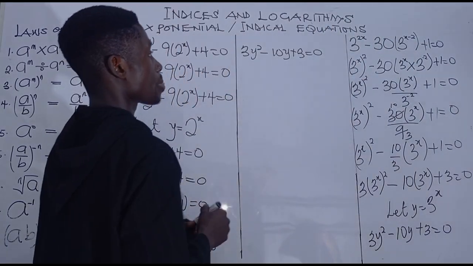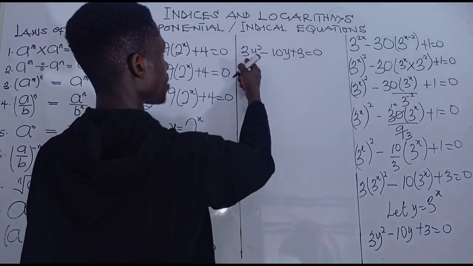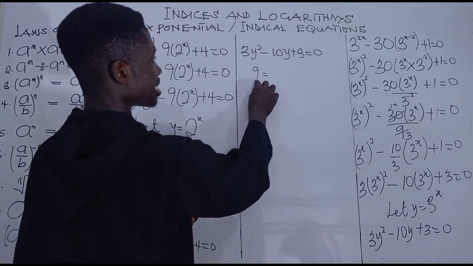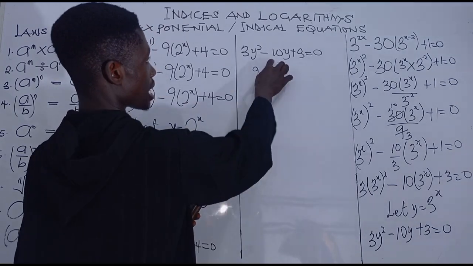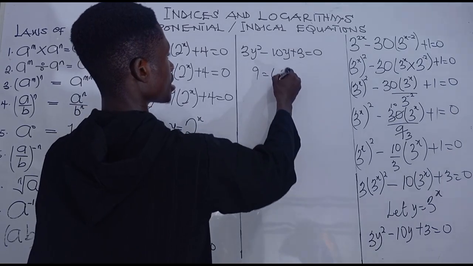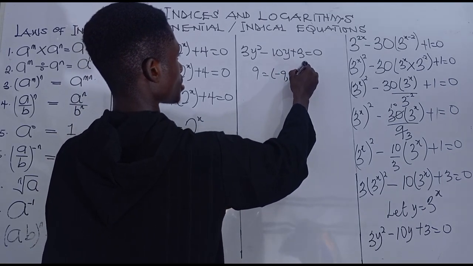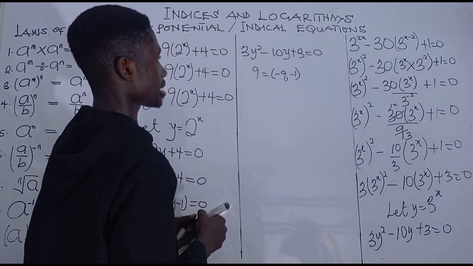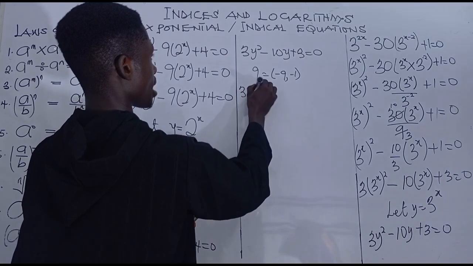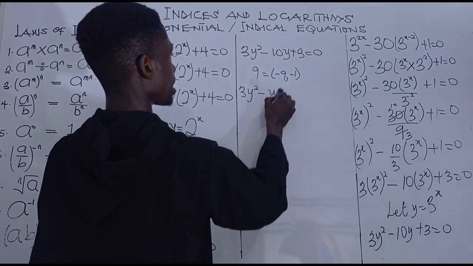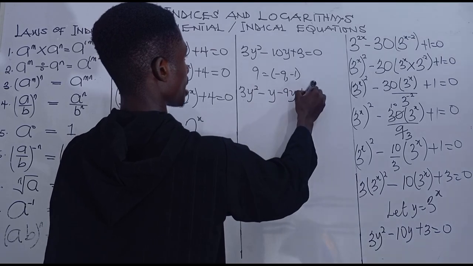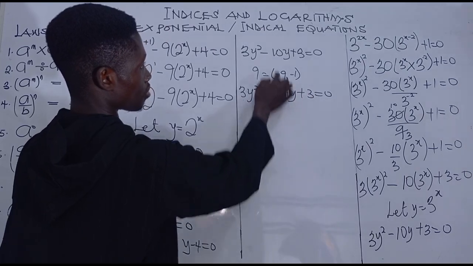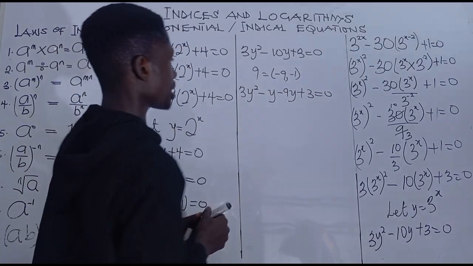So applying the factorization method, we multiply 3 by 3 and this will give us 9. Then after that, we look for two numbers that when we multiply, we get 9, and when we sum them, we get minus 10. And these numbers are minus 1 and then minus 9. This will give us positive 9 and this is giving us minus 10. So we have 3y squared minus y minus 9y plus 3, and this is equal to 0. We just substituted these numbers in place of 10 here.